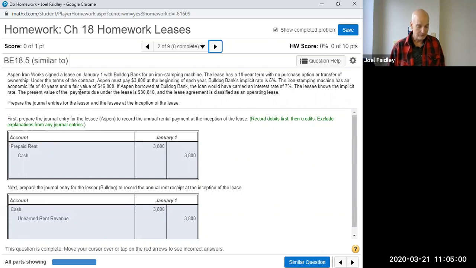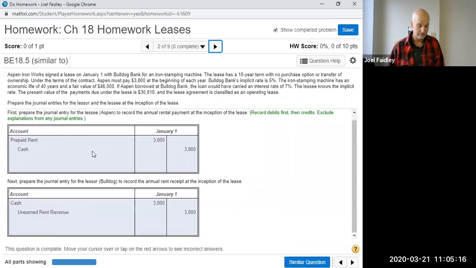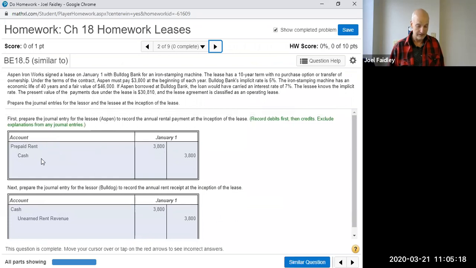All right, so my $3,800 that I have to pay up front when they deliver the equipment first of the year, $3,800 prepaid rent, I'm the lessee, cash. And then at the end of the year, what am I doing? I'm just taking it out of prepaid rent, and the lessor, unearned revenue. So this is the lessee entry. End of the year, I would take that out of prepaid rent to rent expense. They don't ask you for that. They want to know what entry you would make if you're the lessor. So here they're showing the lessee.